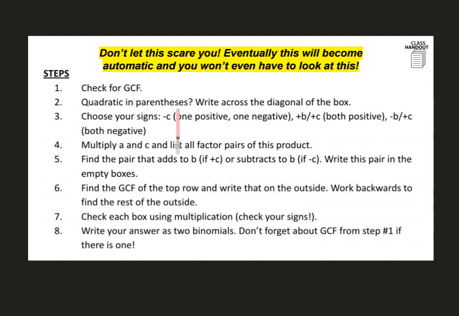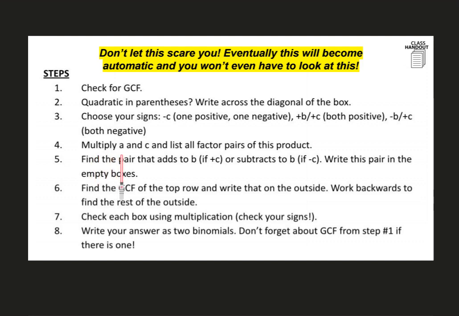Then if we don't have a GCF and we have a quadratic, or we have a GCF and there's a quadratic in the parentheses, we're going to take that quadratic and write it across the diagonal of our box, just like we did in the earlier problems. So this is where the previous slide kind of helped us. We're going to choose our sign. We know if C is negative, that we're going to have one positive and one negative value. The one parenthesis is going to be positive, the other is going to be negative. We know if B is positive and C is positive, both of the parentheses have to be positive. And if we have a negative B and a positive C, both parentheses have to be negative.